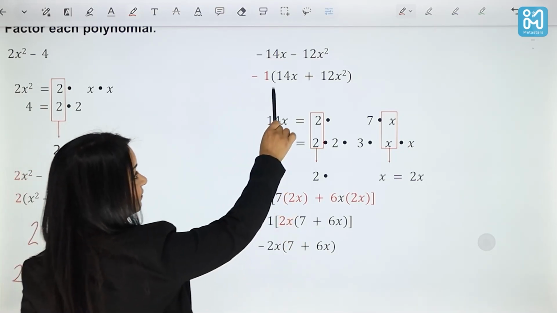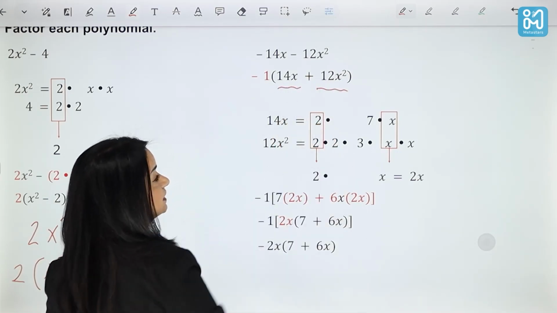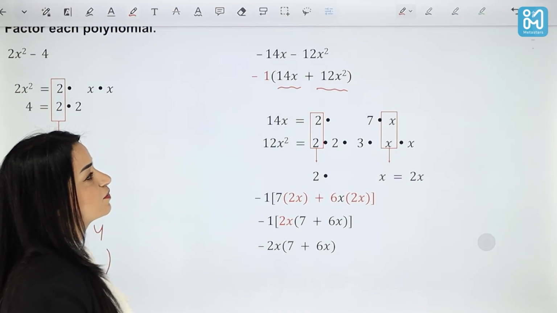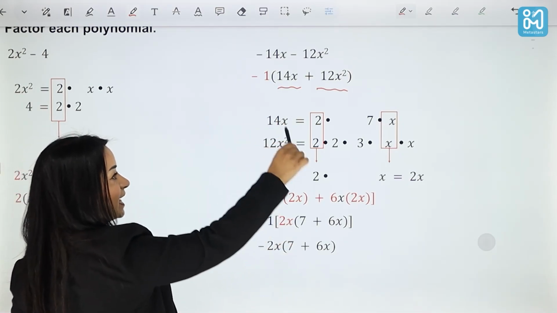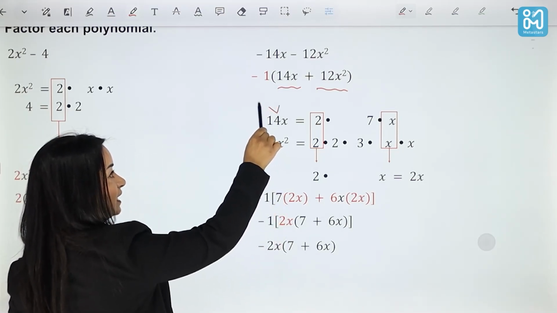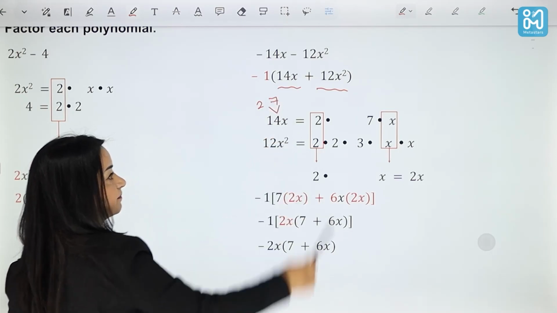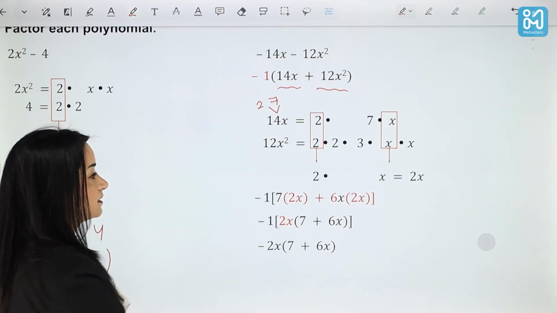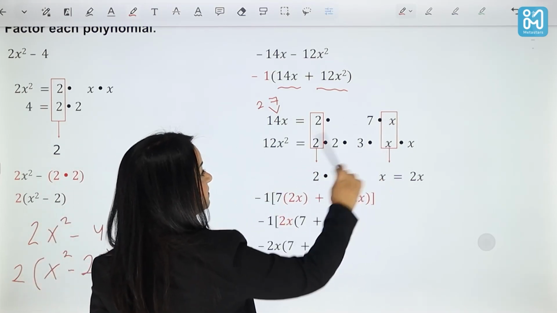So what do we have left? 14x plus 12x squared. Now I need to write 14x as a prime factorization. 14 as a prime factorization is equal to 2 times 7. And x is equal to x. So 14x is equal to 2 times 7 times x.